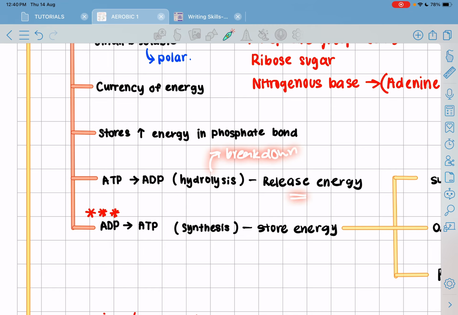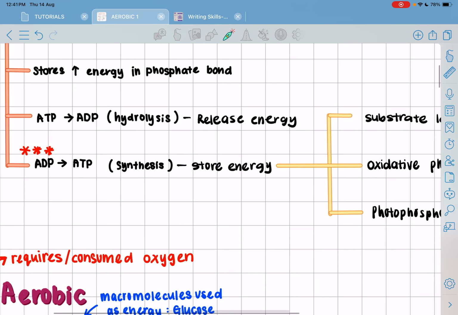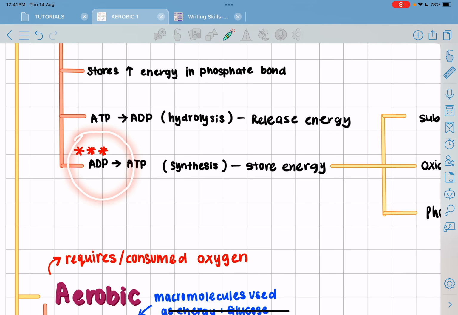So it will release energy. And then ADP, adenosine diphosphate, turns to adenosine triphosphate. Synthesis. Synthesis meaning formation. So if you want to break down, obviously you release energy. Because you break down this 3 phosphate into 2 phosphate. So in order for you to break down, you need some energy. Okay? This one also important because my teacher asked to know.